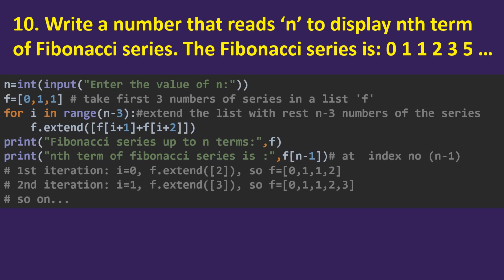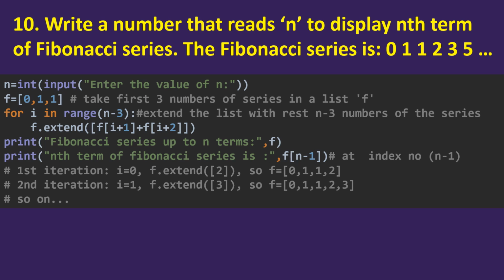Now we have to print the number which is at the nth term. So that n you have to take from the user as input. Now we will create a list F which will store the Fibonacci series and initialize it with the first three values of the series, that is 0, 1, 1. Now we have to print the nth term and the first three numbers are ready in the list, and we need to extend the list with n minus 3 values. Okay, so for i in range n minus 3, so i will have values from 0 till n minus 3.